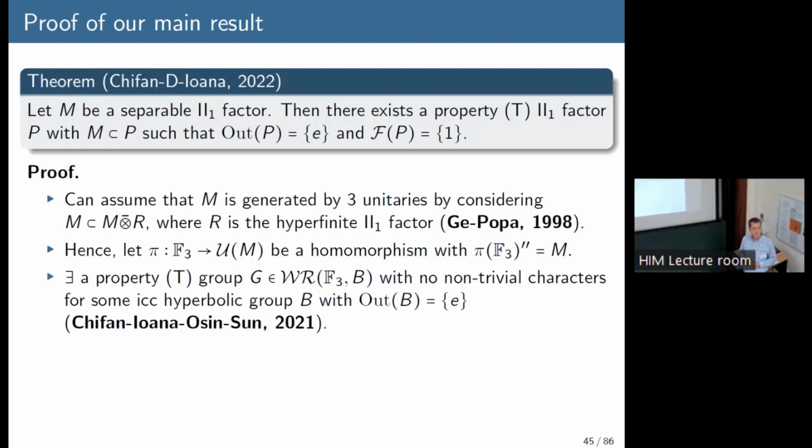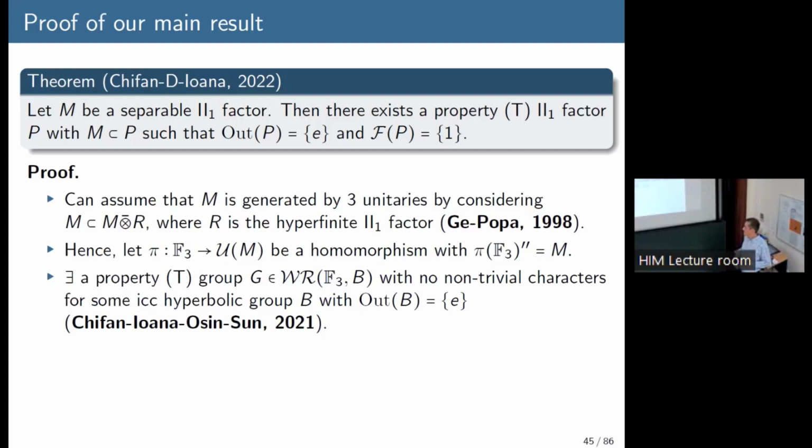But the unitaries need not be in M. Sorry? The unitaries that generate M will potentially be outside. Let's replace it. So what I'm saying is that we consider this pi for M tensor R, for instance. Right. So the M in this line is like the old M. Yes, exactly. I'm saying, let's assume without loss of generality, because of the first line, that M is generated by 3 unitaries. Yes. Okay.